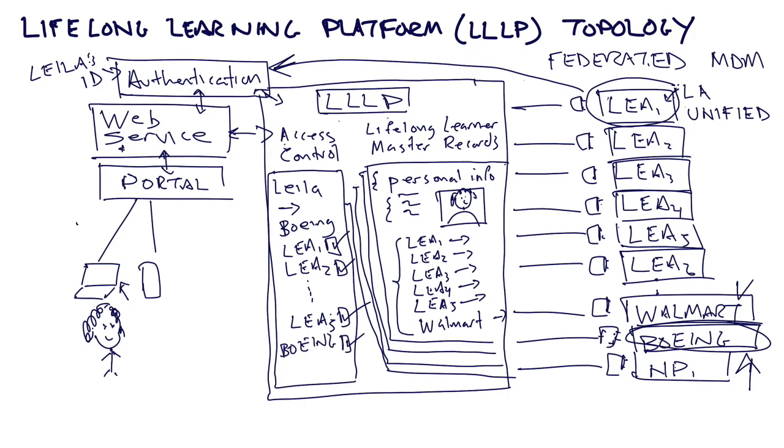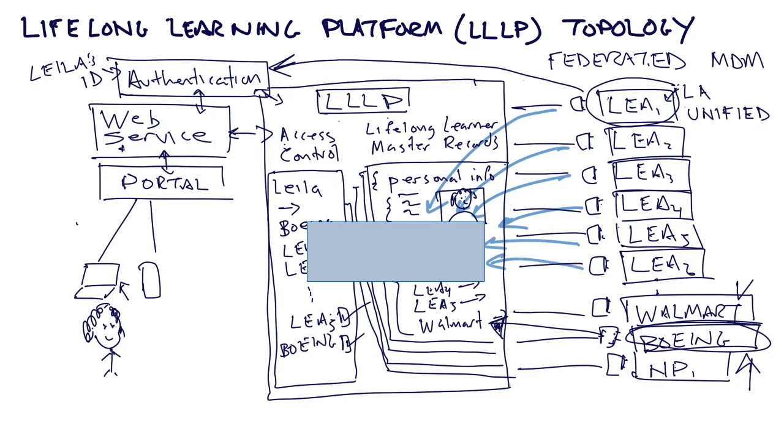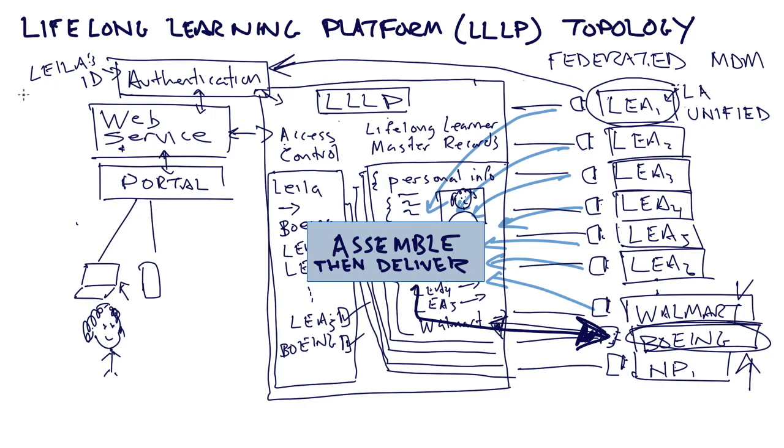Then when Boeing makes the request for Layla's lifelong learner record, the request is granted because Boeing has been given permission by Layla, and the lifelong learning platform can request and assemble the lifelong learner record and deliver it in a response back to Boeing. This is done where none of the information is permanently stored inside of the lifelong learning platform, and the documents being transmitted are being done so at the direction of Layla.